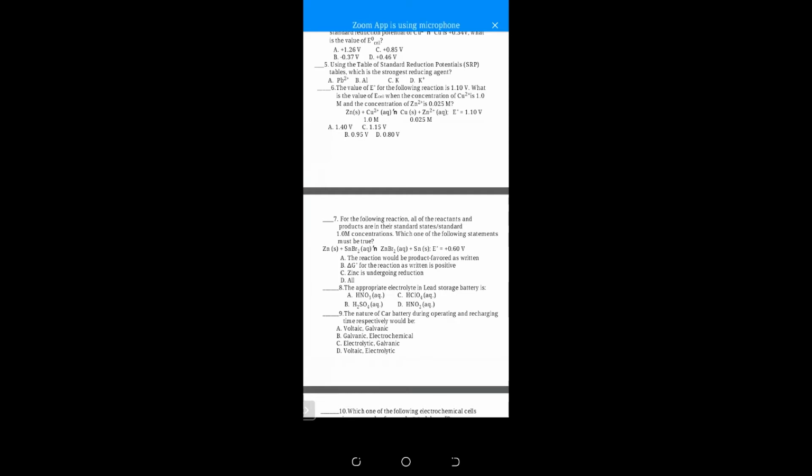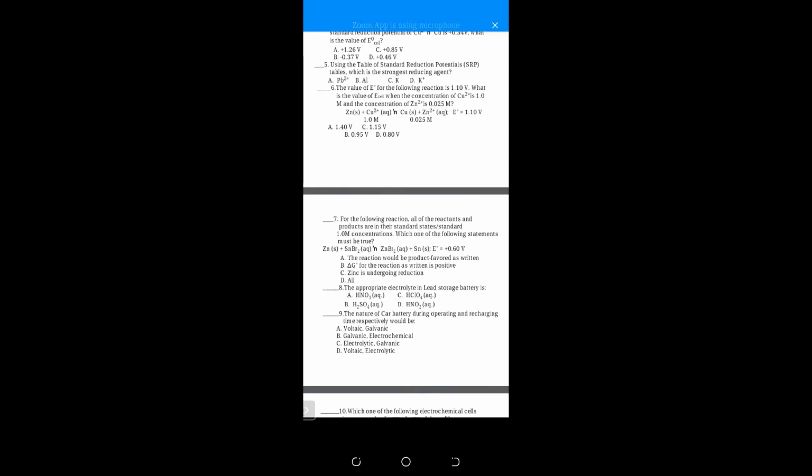Leave this one, for example B. Delta G for the reaction as written is positive, for example. Now students, I hope you remember for a galvanic cell. What did we say a galvanic cell is? Spontaneous or non-spontaneous redox reactions take place in a galvanic cell.